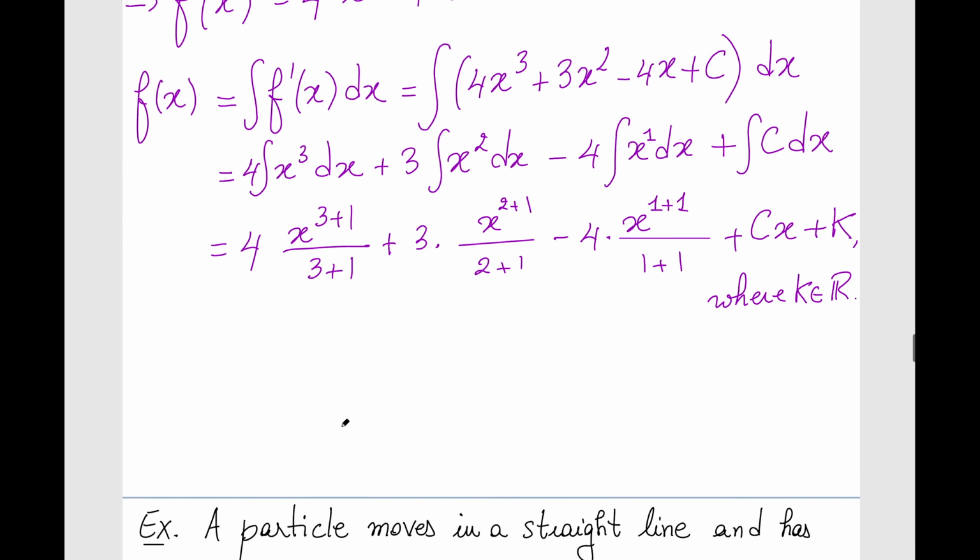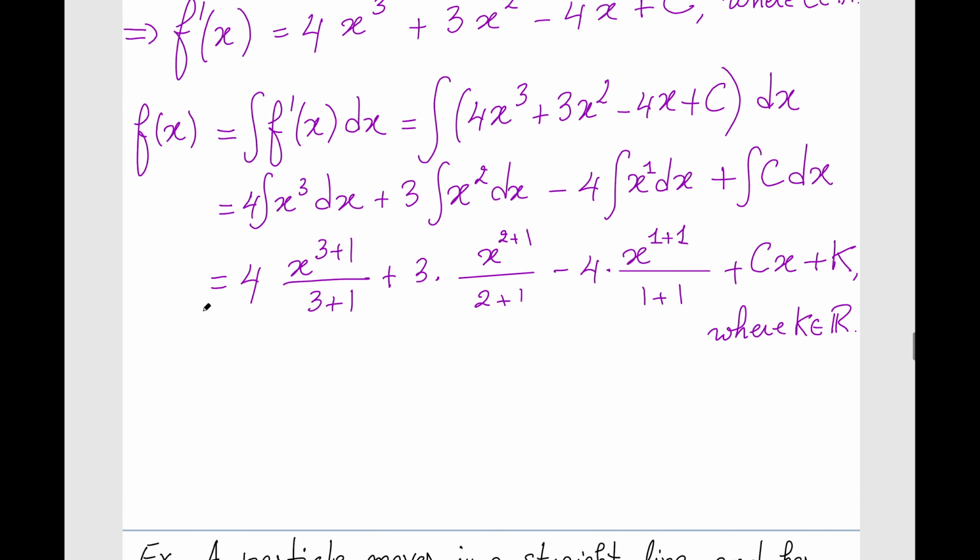Make sense? So that's the same then as equal as what? 3 plus 1 is 4. 4 divided by 4 is 1. So that's going to be x to power 4. Okay. Plus 3 divided by 3. This is 3 here. 3 divided by 3 is 1. X to power 3. Minus 4 divided by 1 plus 1. 4 divided by 2 is 2. X to power 2 plus the cx plus k.